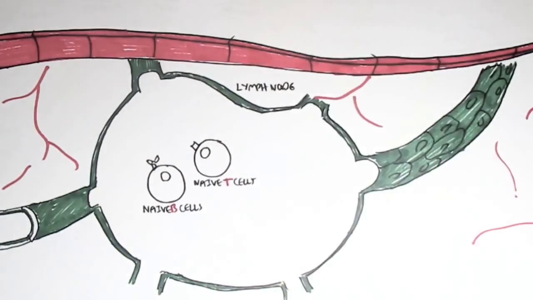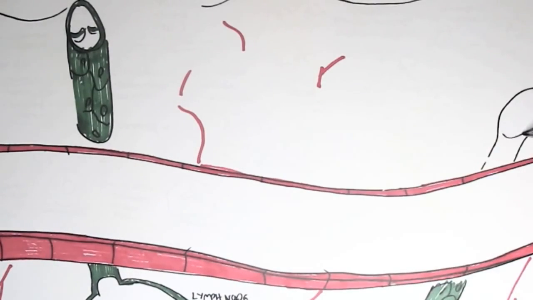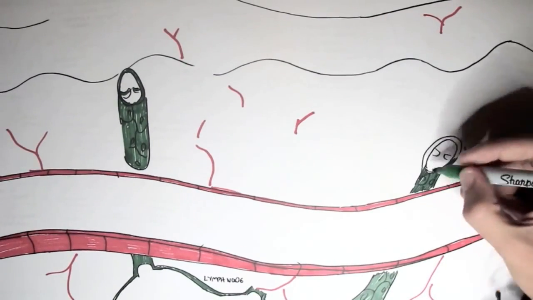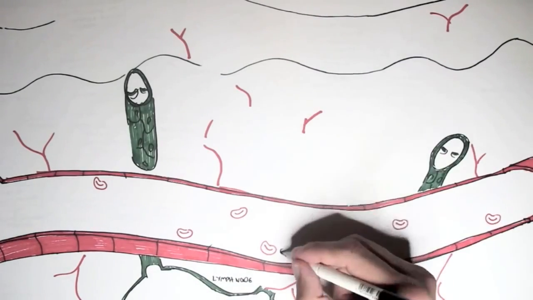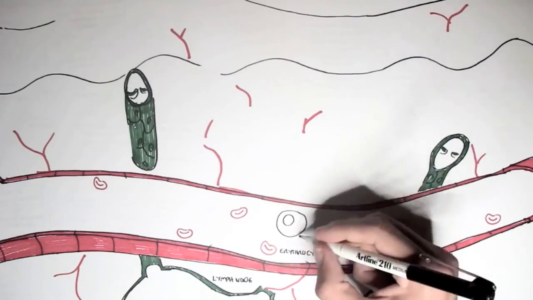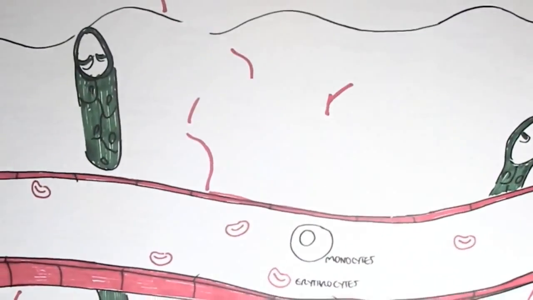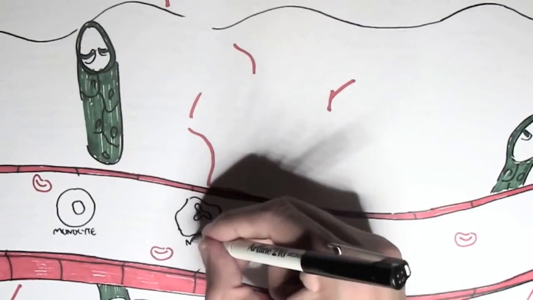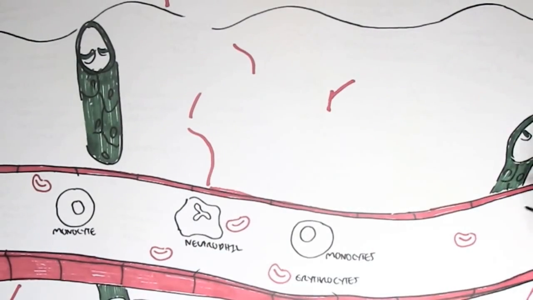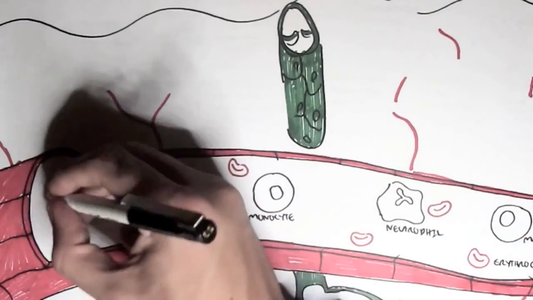Within the blood vessels, we have many types of cells and many types of plasma proteins, etc. We have erythrocytes, which are the red blood cells. We have monocytes. We have neutrophils, which are phagocytes. And because we're talking about inflammation, we also have inflammatory mediators circulating in the blood vessel.